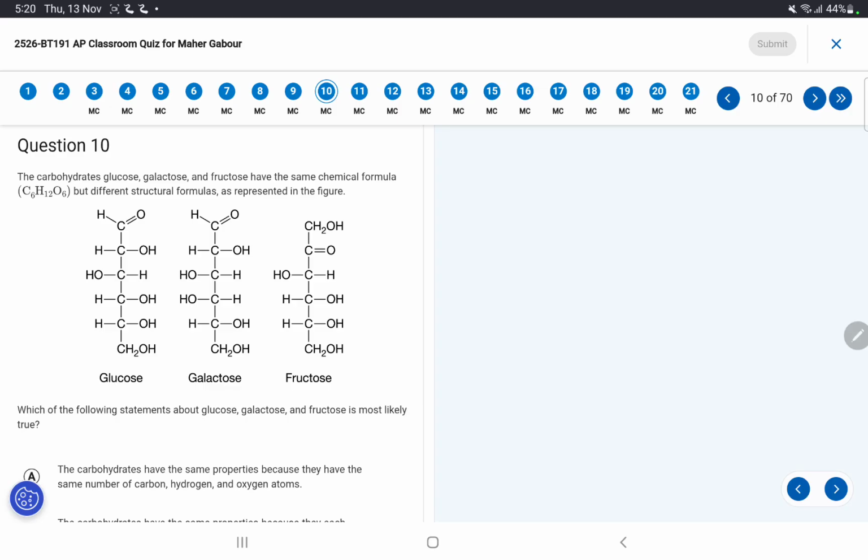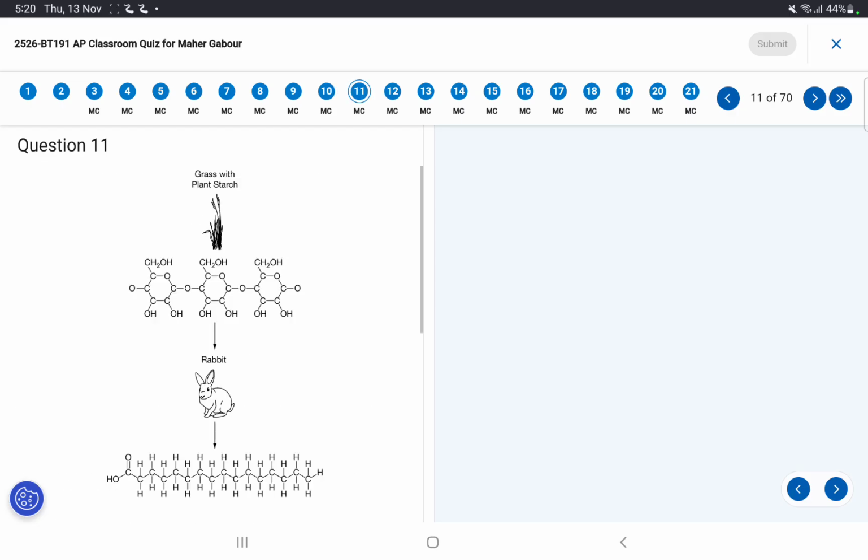Okay, and these different forms, they're called isomers. The isomers have the same chemical formula, C6H12O6, but they have different arrangement of atoms, so they have different properties.